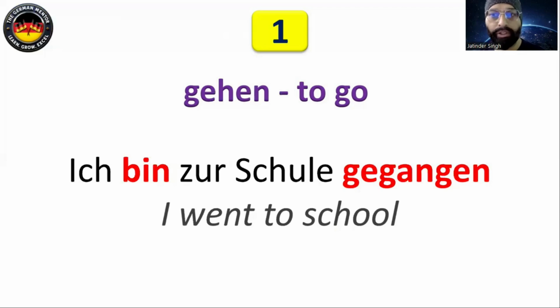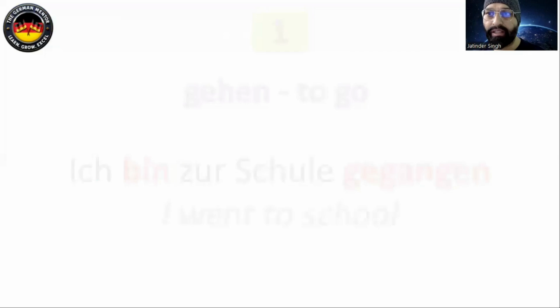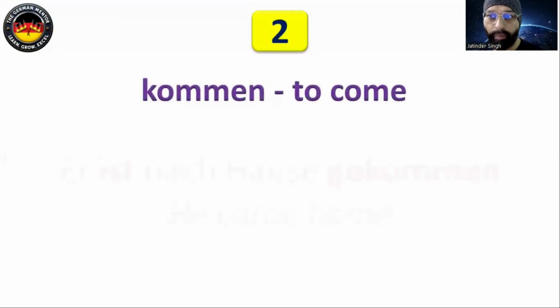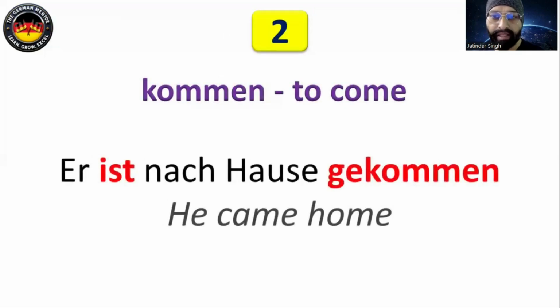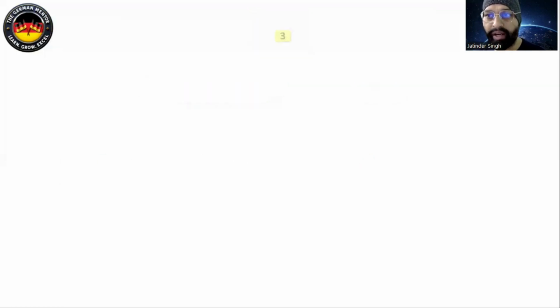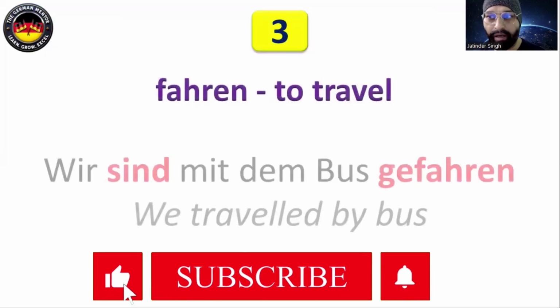Now I hope you have understood how we use the sein verb as a helping verb in past tenses. This was number one. Now we check number two. Nummer zwei, kommen, which means to come. Er ist nach Hause gekommen. He came home. There is also a movement from one place to another. Kommen is also a very common verb which we use in daily conversation in German. That was number two. Number drei, the next one, fahren, which means to travel.